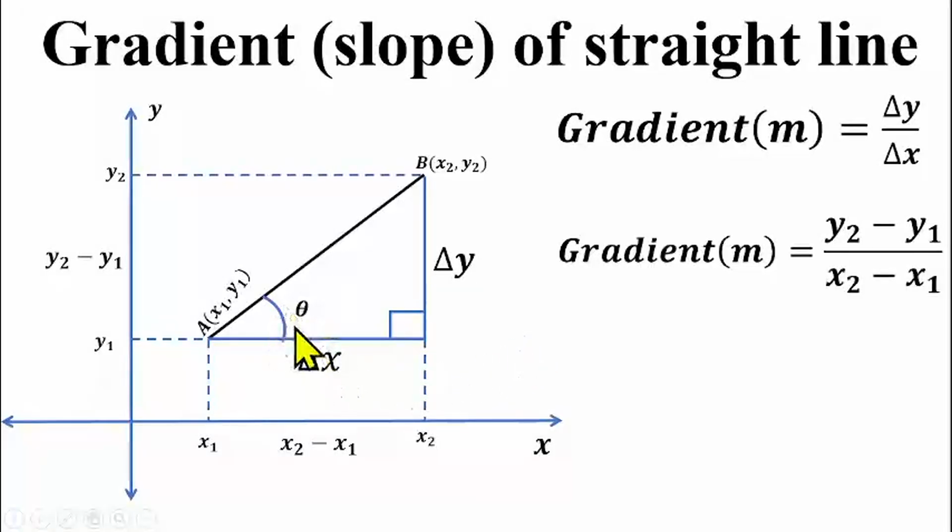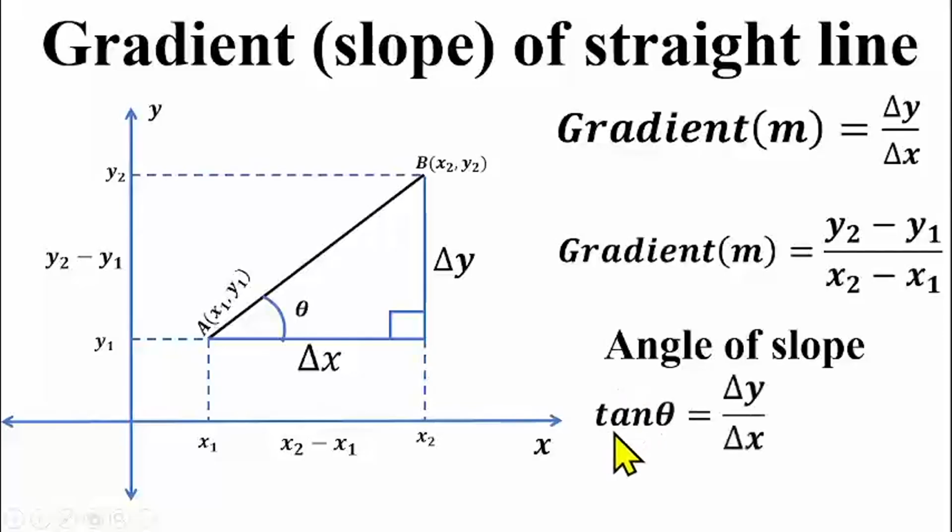So the angle of slope, which is the angle of this gradient, relates to the gradient itself, which is changing y over changing x. So we have tan theta, where theta is the angle of the slope, equals changing y over changing x. So that means tan theta will be equal to the gradient itself, which is y2 minus y1 over x2 minus x1. So we can be asked to find the angle of slope also, that will be tan theta equals the gradient you found.